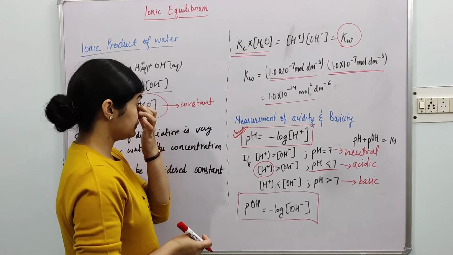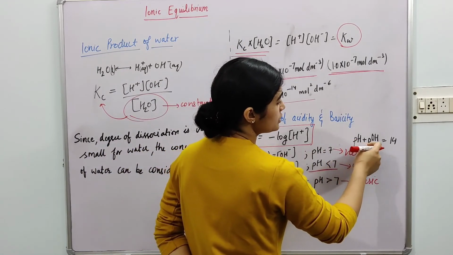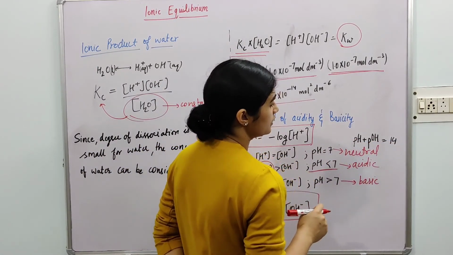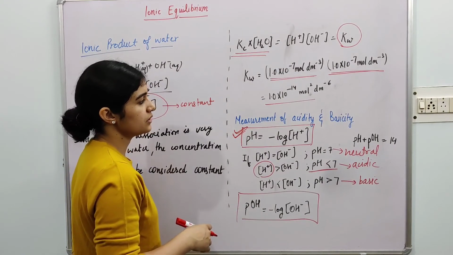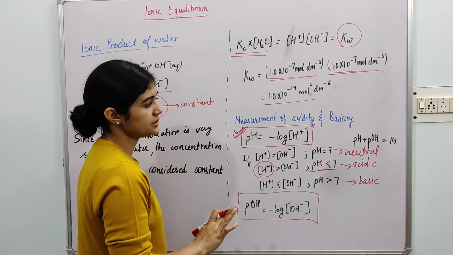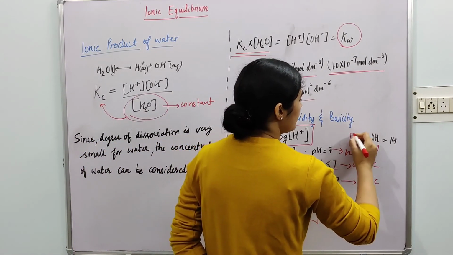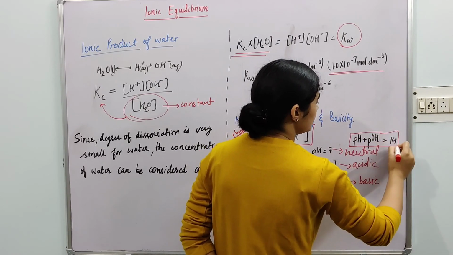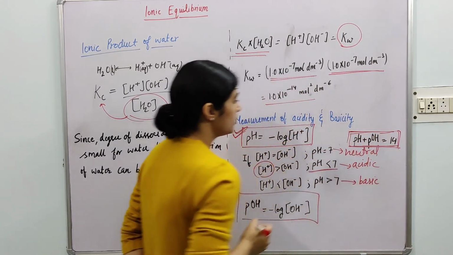Now, pH plus pOH is equal to 14. These two terms collectively remain constant. It never exceeds or decreases from 14. It is always constant and it is 14.